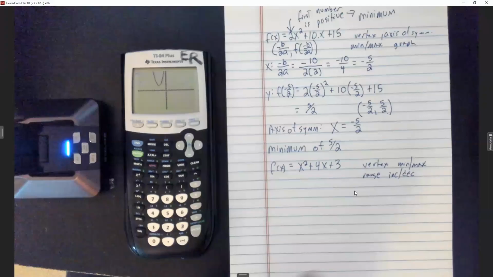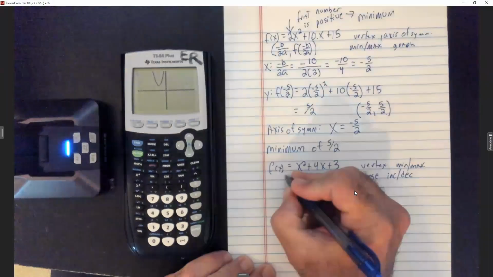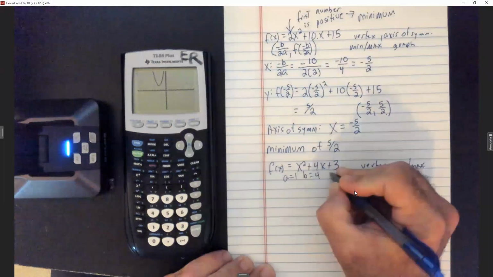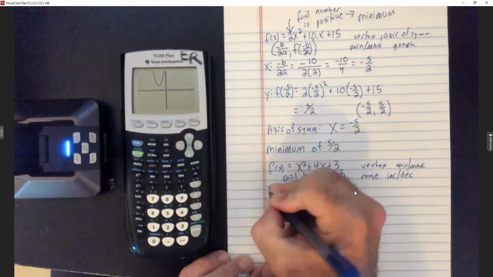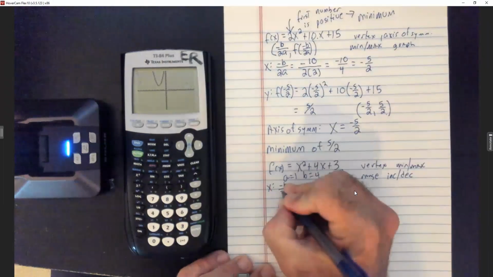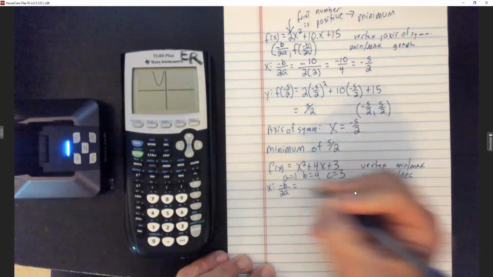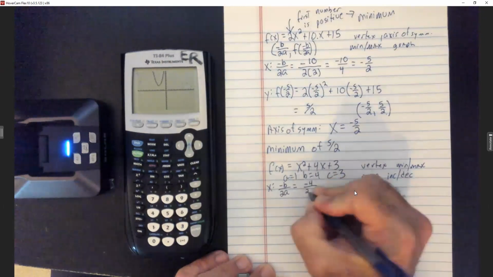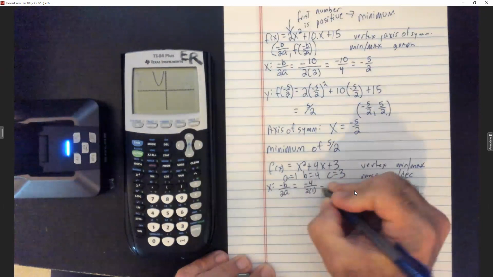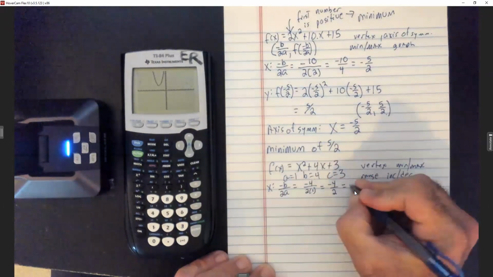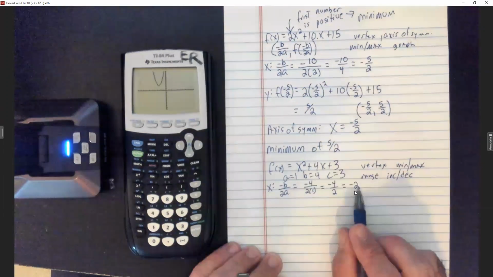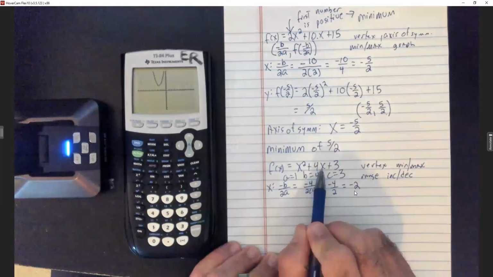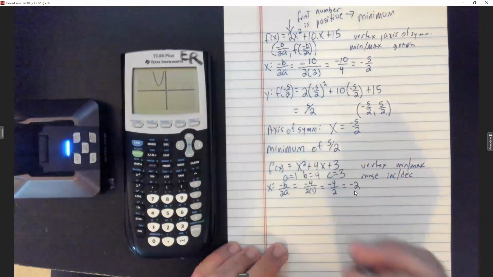All right, so here we are. We know A is 1, B is 4, and C is 3. So let's find the x coordinate by doing -b over 2a. That's going to be -4 over 2 times 1, which gives me -4 over 2, which equals -2. So I know the x value. Now I'm going to plug that -2 back into these x's and get my y value.